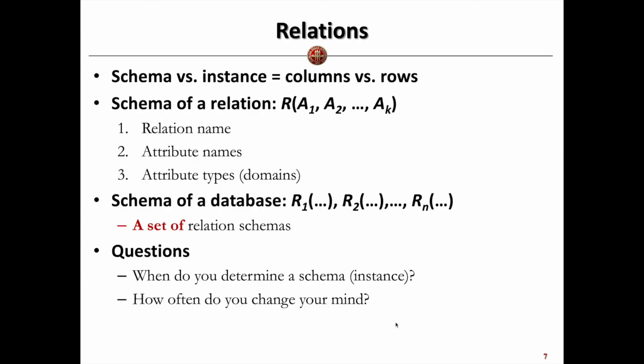So according to the previous table, we can see the schema versus the instance. We can read them in a table just like the column versus the rows, right? Generally, given a table, for each column we can find the attribute of the relation, right? And for each row, we can find the data instances inside the table. So we can read the table in this way.